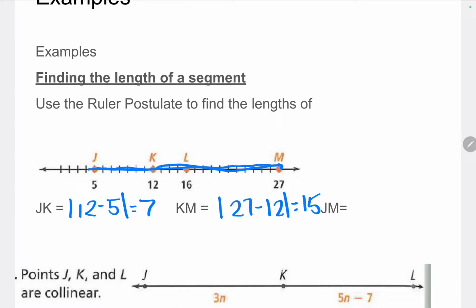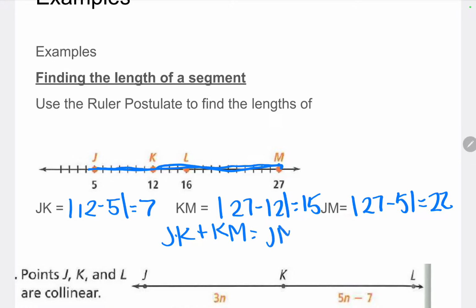And then, knowing these two values, we have two ways to calculate the length of the segment JM. First, we could just use the absolute value of M minus J, or 27 minus 5. That would give us 22. An alternative is that we could use that JK plus KM, those two lengths, is equal to JM. And then we see 7 plus 15 is equal to 22. So that's using the ruler postulate as well as the segment addition postulate.